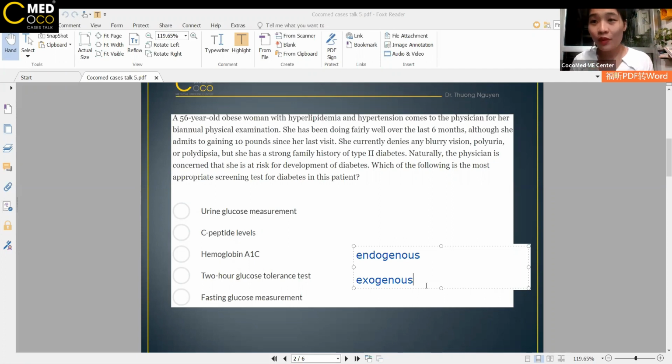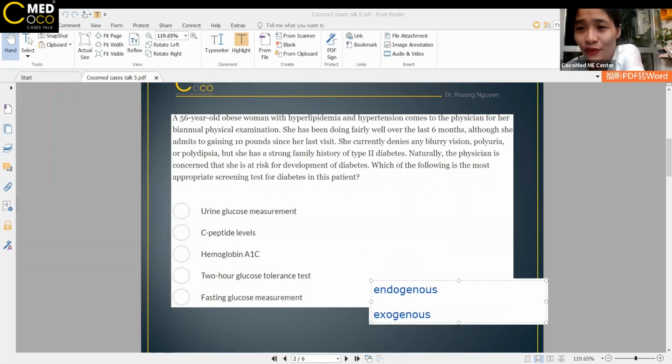So which will be increased and which will be decreased? For the endogenous insulin, the insulin that comes from our body, when we check the C-peptide level, what is the trend? Will it increase or decrease? Sorry, I missed that part. Could you repeat it? I am asking: in the two cases, for endogenous insulin, will the C-peptide increase or decrease?